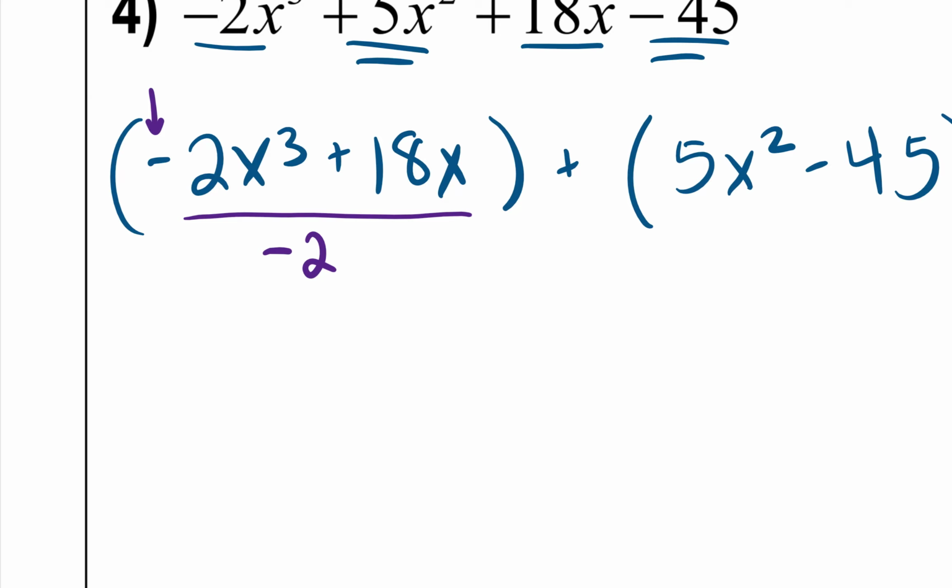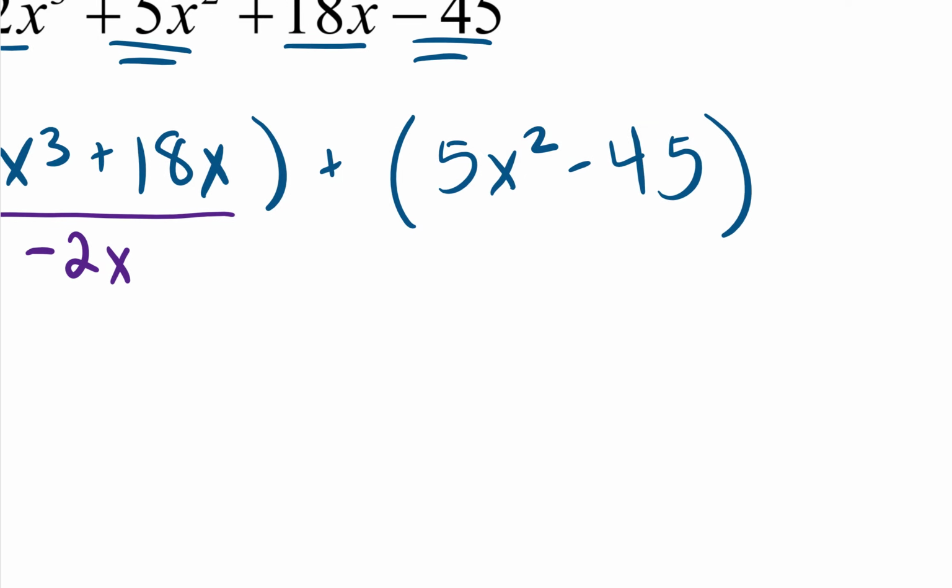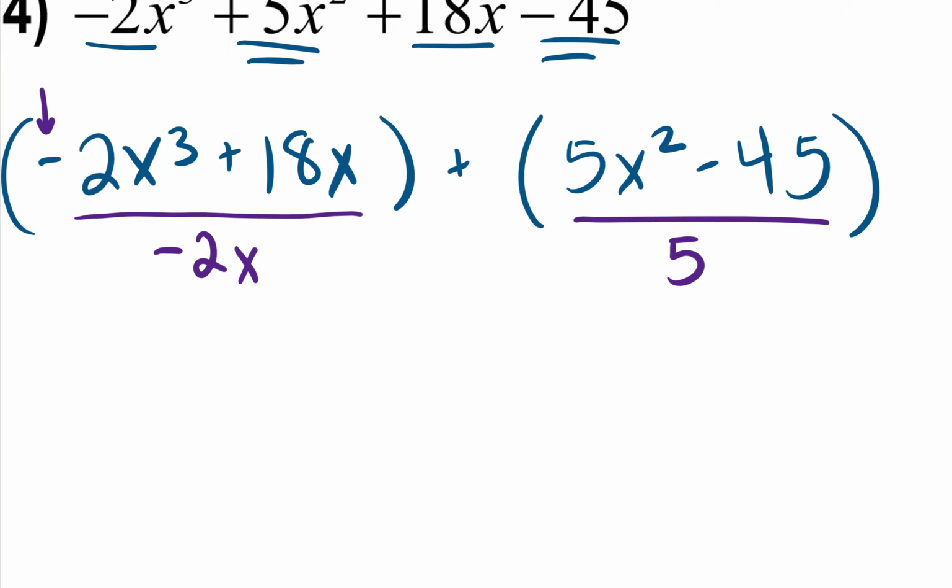I have an x to the third and an x. Okay, I have an x in both. My lowest exponent is 1, so I just leave it as 1, and I'm done with that one. Next one. I can divide both by 5, and that's it. There's no x in both, so that's it.